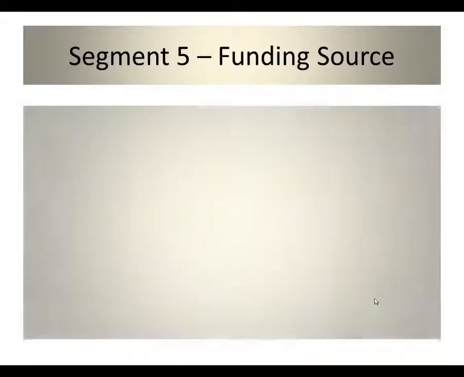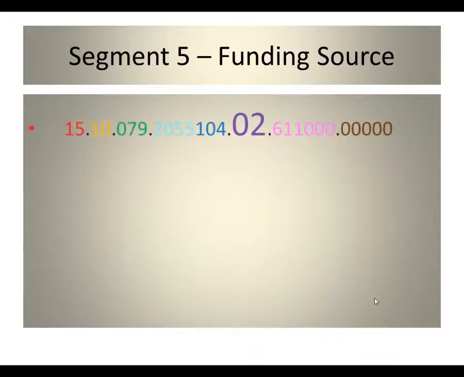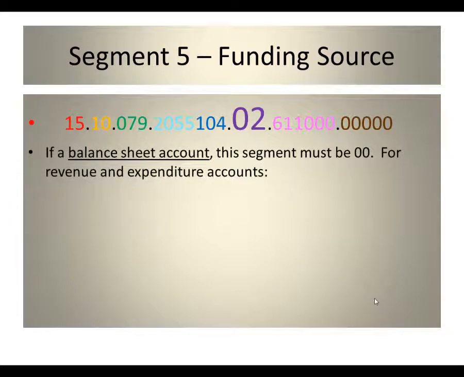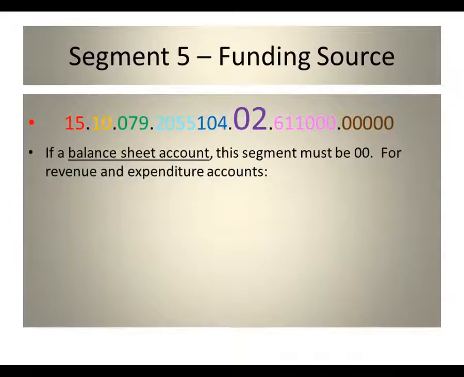The fifth segment of our account number, shown in purple in the example, is a 2-digit field. This segment tells us the source of funding for the account. If the complete RIFANS account number is that of a balance sheet account, that is, an asset, liability, or equity account, then this segment must be 00.